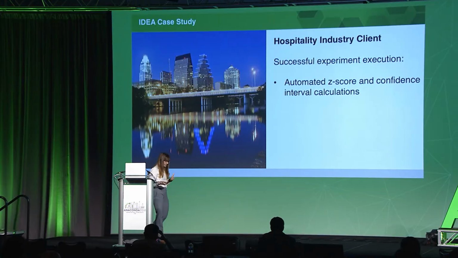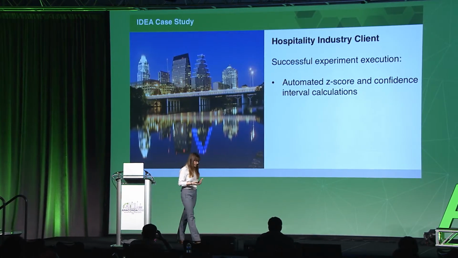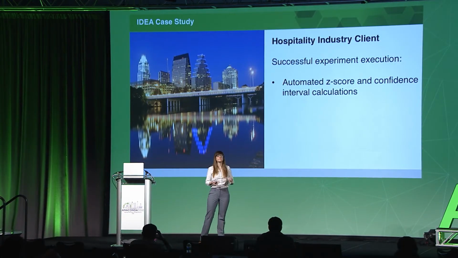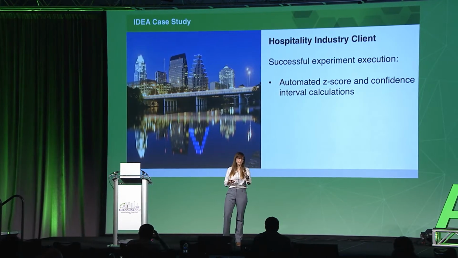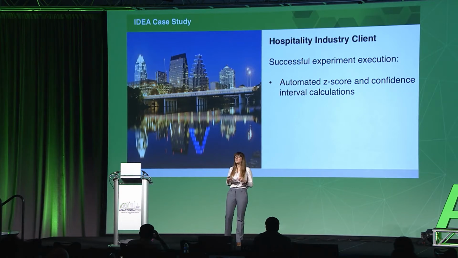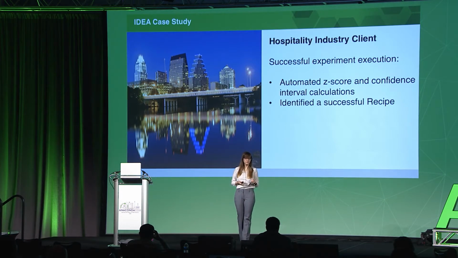And so what we did is we automated the z-score and the confidence level, and that allowed her to log in every single day and say, all right, this recipe is winning today. We're at 20% of our sample size, and so we're like 40% confident on that. And that allowed her to report up the food chain when she was asked and really feel like she had a pulse on how her test was doing. And so that was critical.